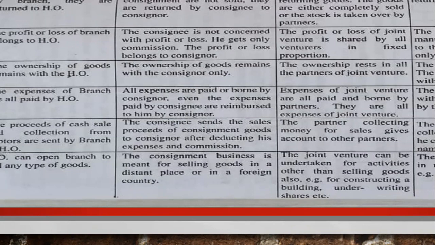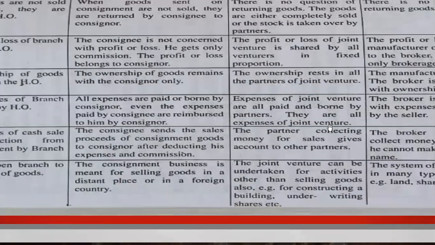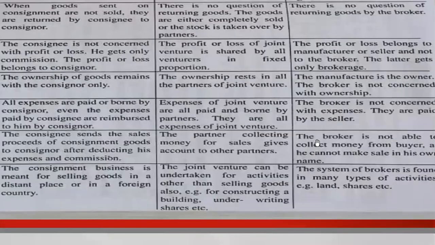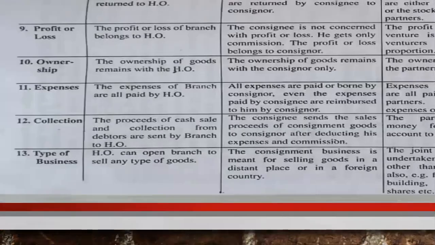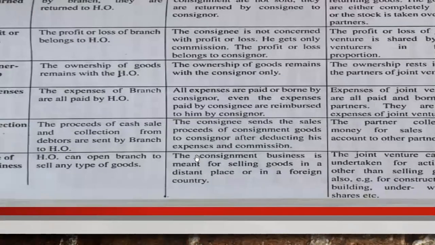The partner collecting money for sales gives account to other partners. And in broker, the broker is not able to collect money because he is just concerned with the commission, brokerage. Types of business: head office can open branch to sell any type of goods. Same way, consignment business is also meant for selling goods in a distant place.